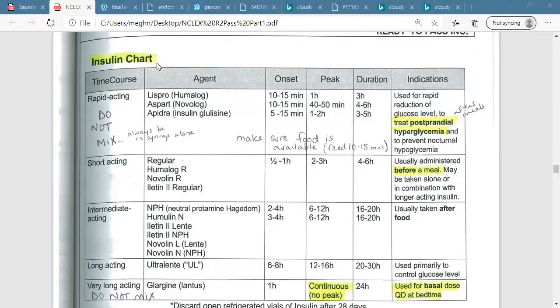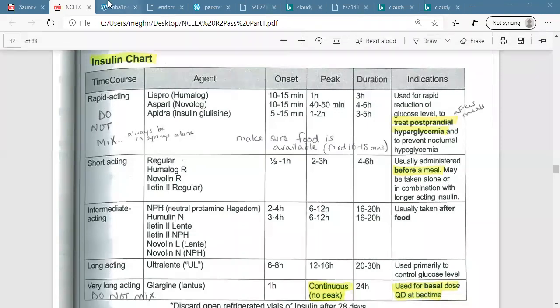Insulin is categorized on the basis of its duration of action, right? So one of the types is called rapid acting insulin, or short acting insulin, then intermediate and long acting insulin, right?